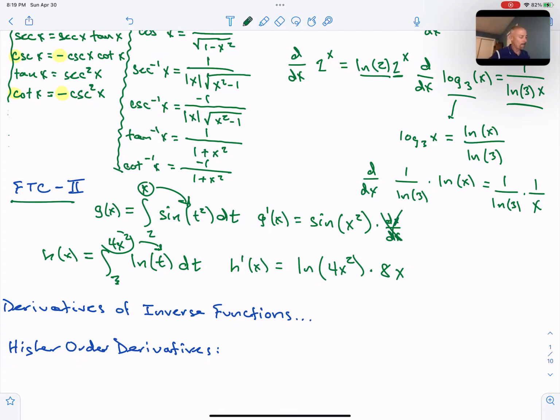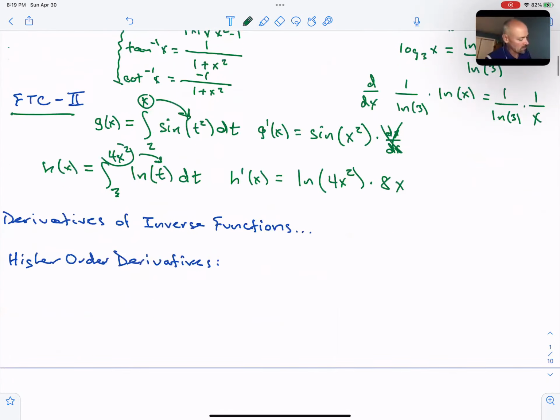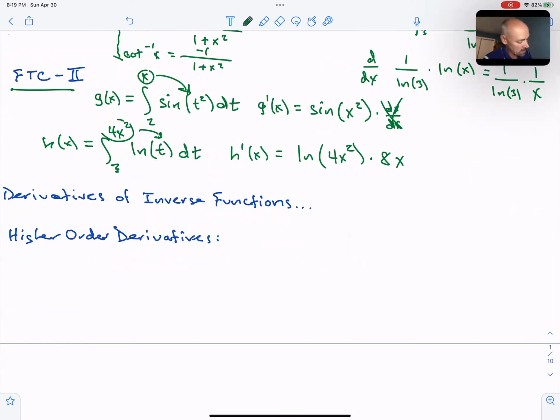Okay. Derivatives of inverse functions. All right. Derivatives of inverse functions at corresponding points. Meaning if I have a point (2, 3) on one function, I know I have the point (3, 2) on the inverse of that function. At corresponding points, how are they related? They are reciprocals.